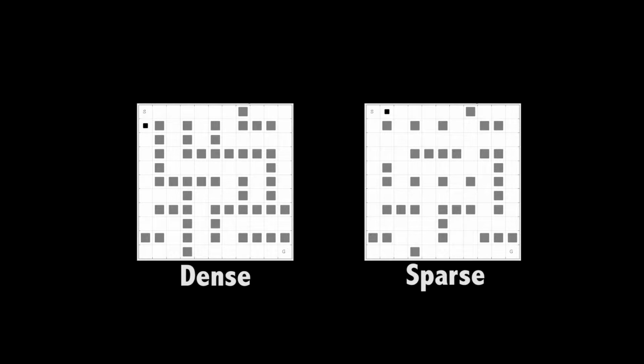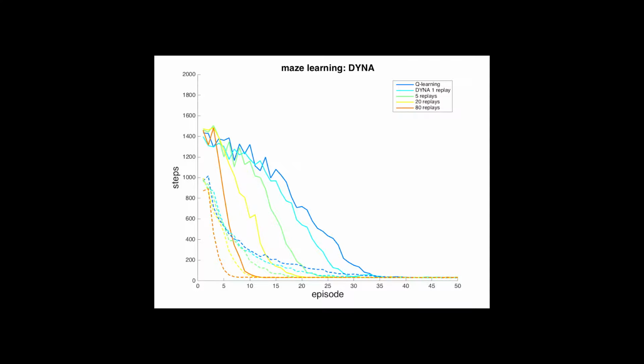To compare our algorithms, we use two different types of mazes, a dense maze and a sparse maze. Here we plot the mean number of steps taken over time by the agent over 100 simulations. The solid lines are for the dense maze, and the dashed lines are for the sparse maze. We see that by cranking up the number of replays, we get better performance.